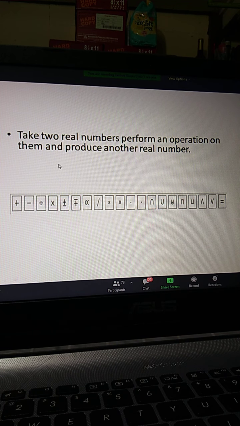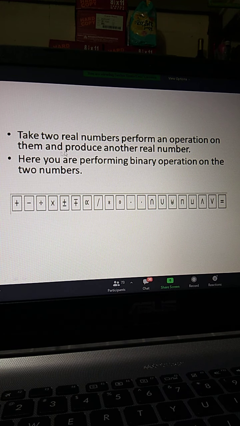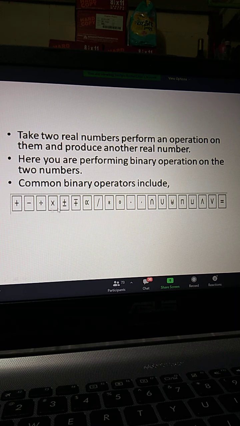For the binary operations, let's say take two real numbers, perform operation on them, and produce another real number. So that is what we are doing if we have binary operations. And the usual or the common binary operators include the following. These are the common binary operators. Ito yung plus, hindi to positive, this is operator plus, this is minus. So, these are the usual.